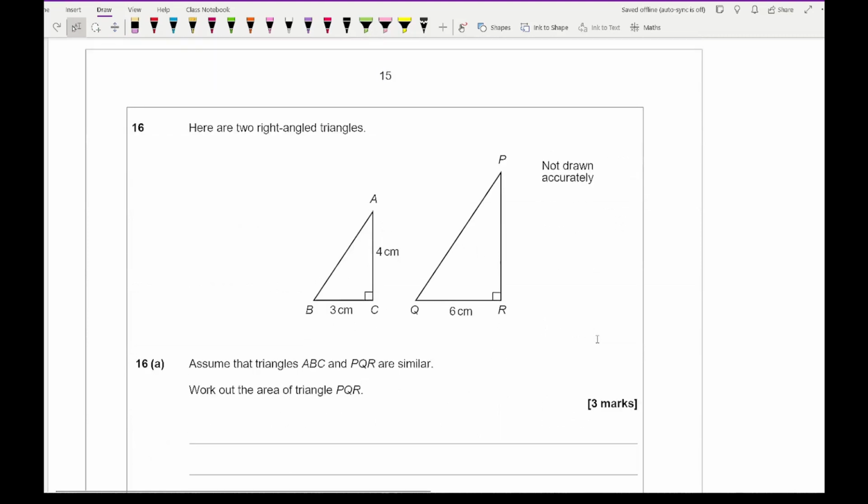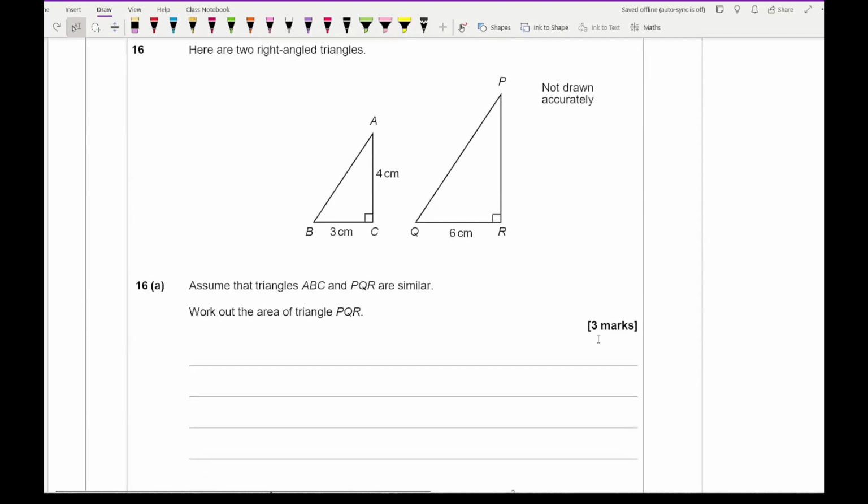Moving on to question 16, it says here are 2 right-angled triangles. Assume that the triangles are similar. Work out the area of triangle PQR. So in order to work out the area of PQR, I need to work out what the height is.